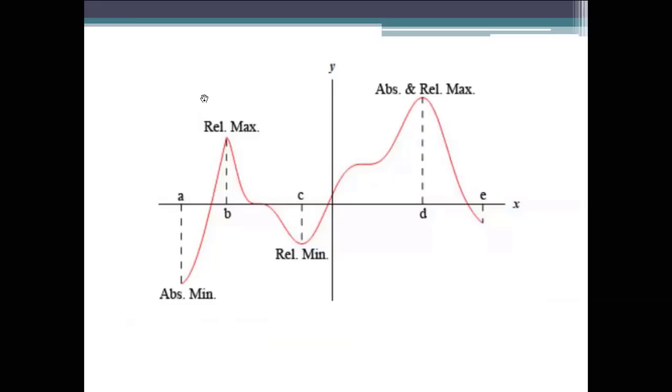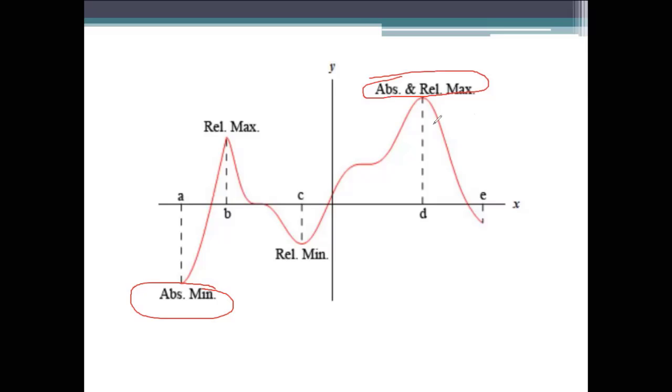So we can see here in our graph what we mean by relative minimum, relative maximum, absolute minimum and absolute maximum. The absolute minimum is this point, because it is the least point in our domain. And the absolute maximum, we can consider this point. And at the same time, it will be a relative maximum also.